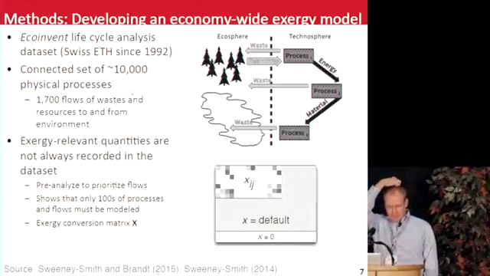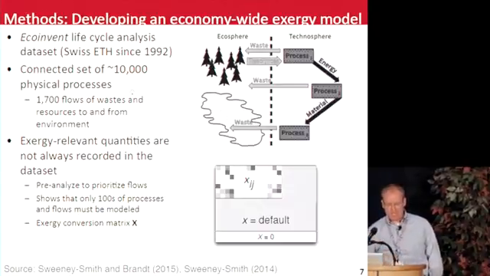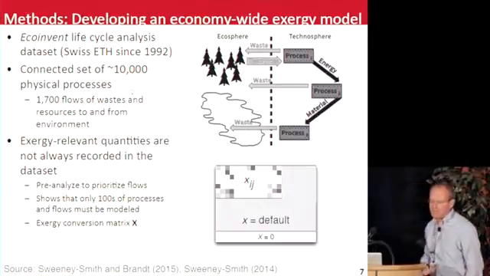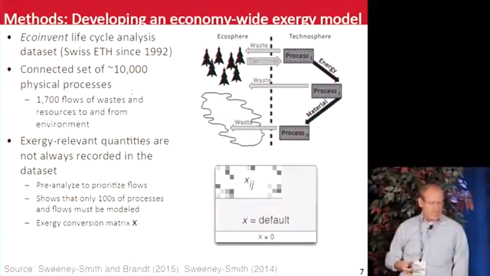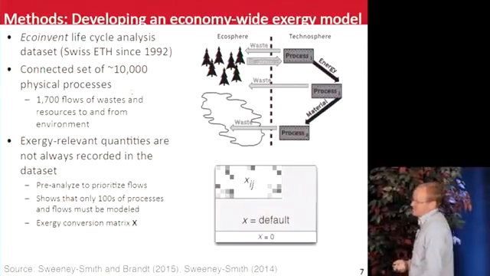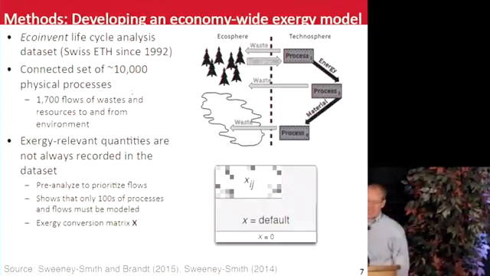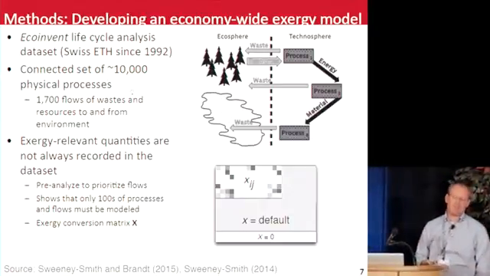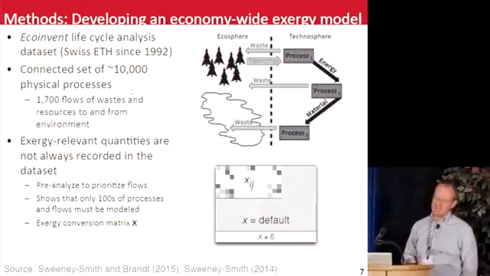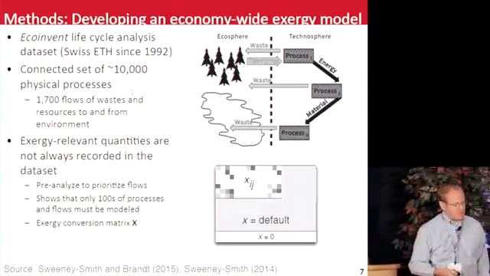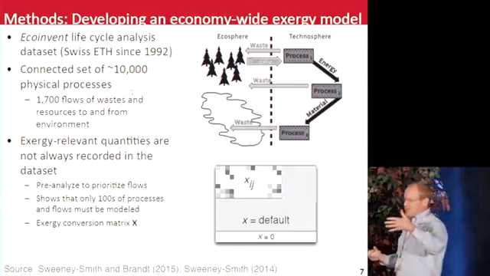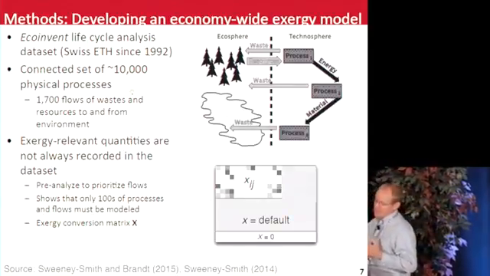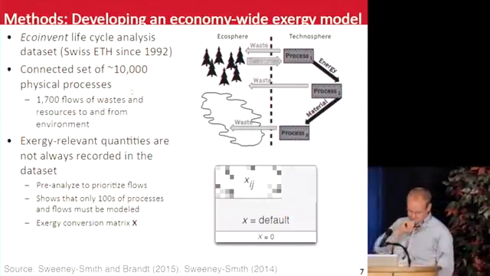So, methods. In order to integrate these two perspectives, we wanted to generate an economy-wide exergy model. We used something called the ecoinvent Lifecycle Analysis Dataset. It's a product of the early 90s from the Swiss ETH system that's since been spun out. It's a connected set of physical flows between 10,000 different processes representing the global economy, and 1,700 flows of waste and resources coming into the economy from the environment, and waste coming out of the economy into the environment.